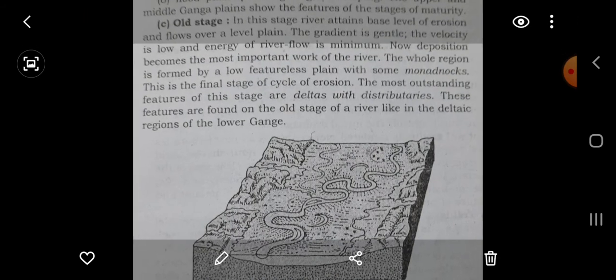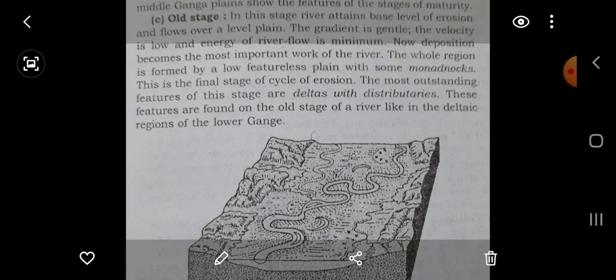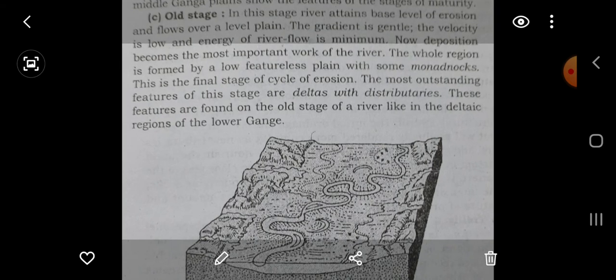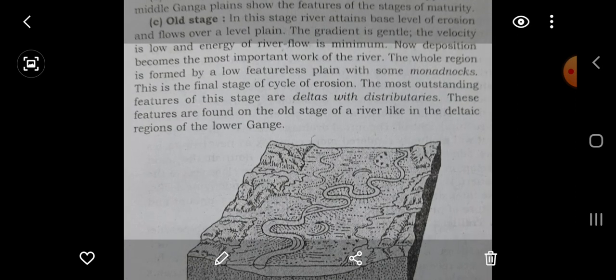Then comes the old stage. In this stage, the river attains base level of erosion and flows over a level plain. The gradient is gentle, the velocity is low, and the energy of river flow is at its minimum. Now, deposition becomes the most important work of the river. The whole region is formed into a low, featureless plain with some monadnocks. This is the final stage of the cycle of erosion.